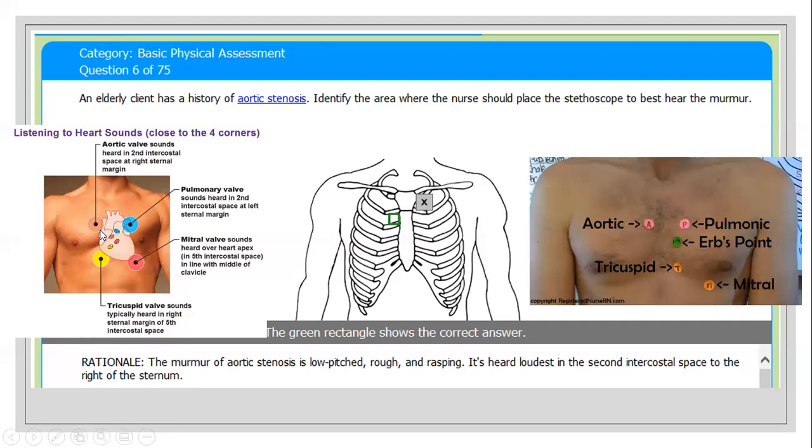So let me recap it. There are four areas for listening to the heart sounds: aortic, pulmonary, mitral, and tricuspid. The aortic sound is best heard in the second intercostal space at the right. Pulmonary, second intercostal space at the left. And then mitral and tricuspid.